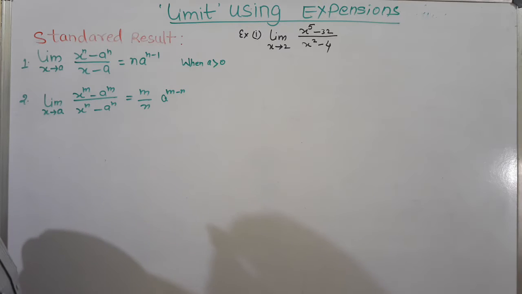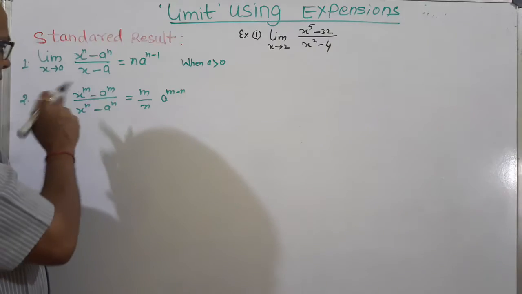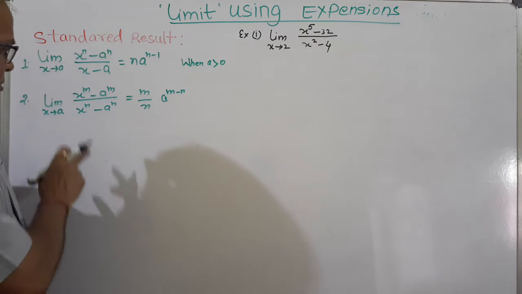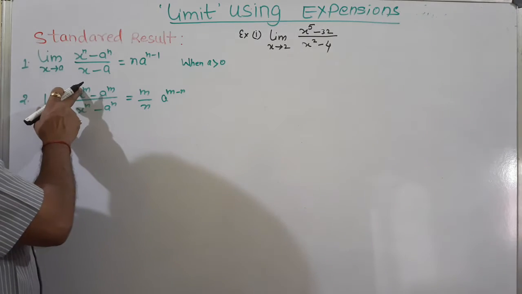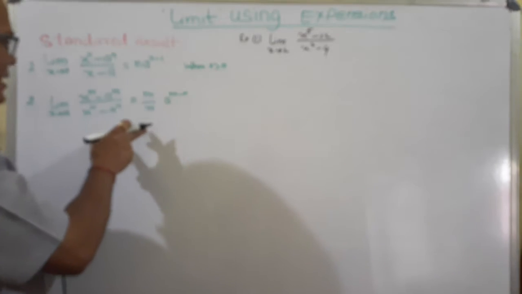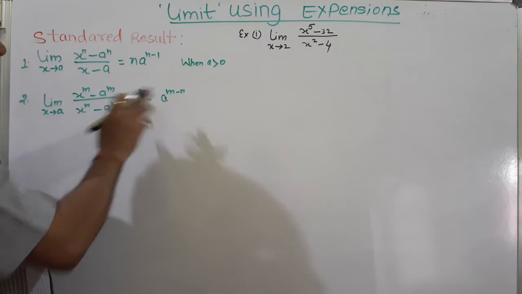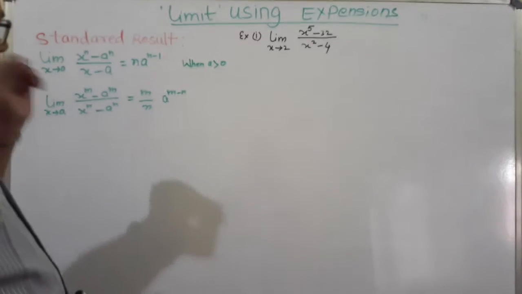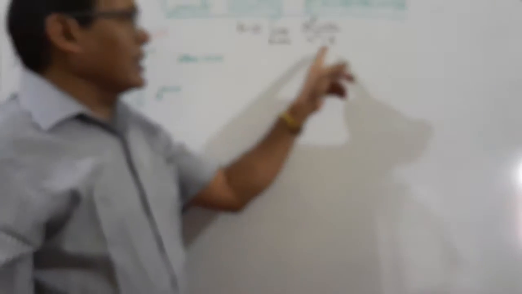Another formula is also there. Limit x tends to a, x to the power m minus a to the power m divided by x to the power n minus a to the power n is equal to m by n, a to the power m minus n. So this is numerator power divided by denominator power, m by n. By using this or that formula, we are going to give one example.